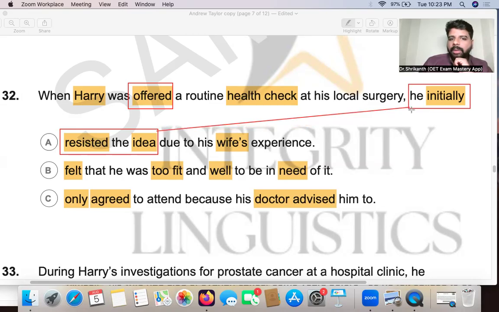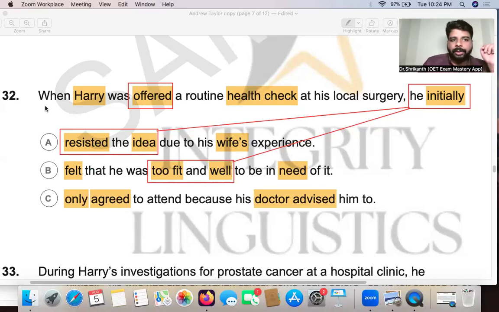Now, what is the verb in answer option B? He felt. So he is feeling too healthy, too fit and well. So he's resisting it. Why? Because he feels too healthy. He's saying there is nothing wrong with me, I'm super fine. Now, what is the verb in answer option C?